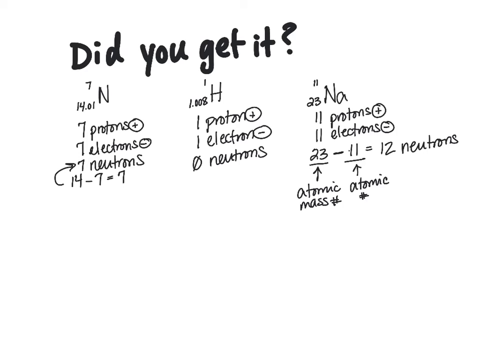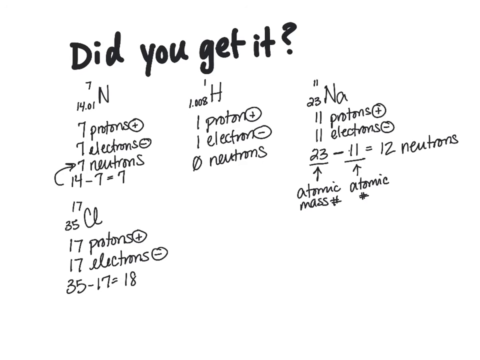If we look at chlorine, chlorine has the abbreviation of Cl. Chlorine has an atomic number of 17, and we'll round off the atomic mass number to 35. From these numbers, we know that chlorine has 17 protons, 17 electrons, and it has 18 neutrons. And we figured that out by taking 35 minus 17, which gives us 18 neutrons.